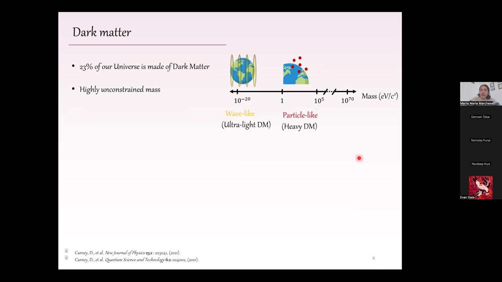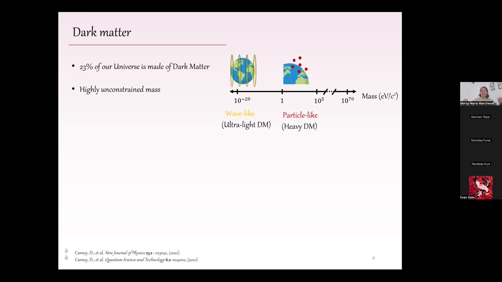And dark matter is still nowadays kind of a mysterious topic, because we know there are a lot of astrophysical and cosmological observations that point in the direction of the existence of dark matter. In particular, we expect that roughly 23% of the universe should be made of dark matter. But what is dark matter? Actually, we still don't know. And we don't even know what the possible mass for such candidates is.